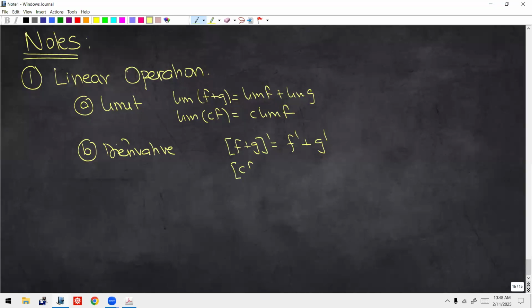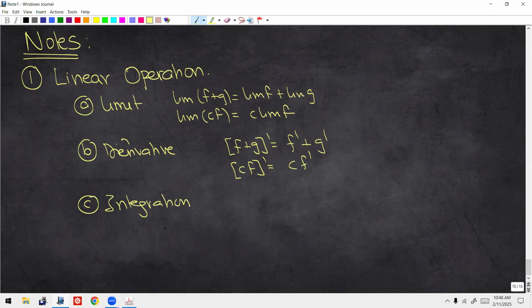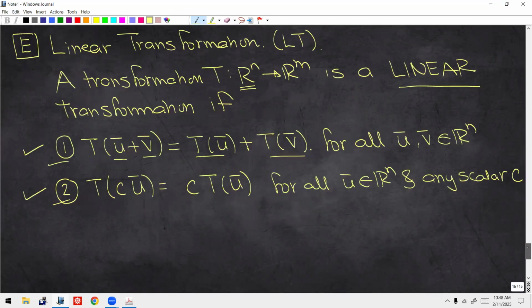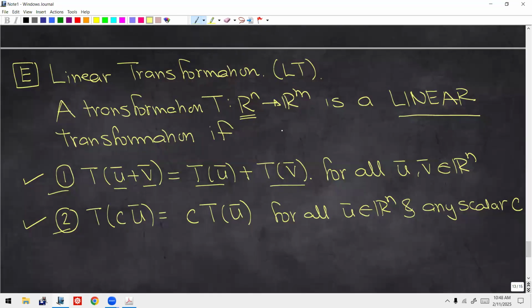And when you take the derivative of a constant times a function, the constant comes out and you just take the derivative of the function. And integration. So these are the three you've come across that you should be familiar with. If you take the integral of f plus g, you get the integral of f plus the integral of g. And if you take the integral of c times f, the c comes out, and then you get the integral of f. So these are the three linear operators you've come across. And we are just extending that concept now to vectors and transformations that involve vectors, okay?